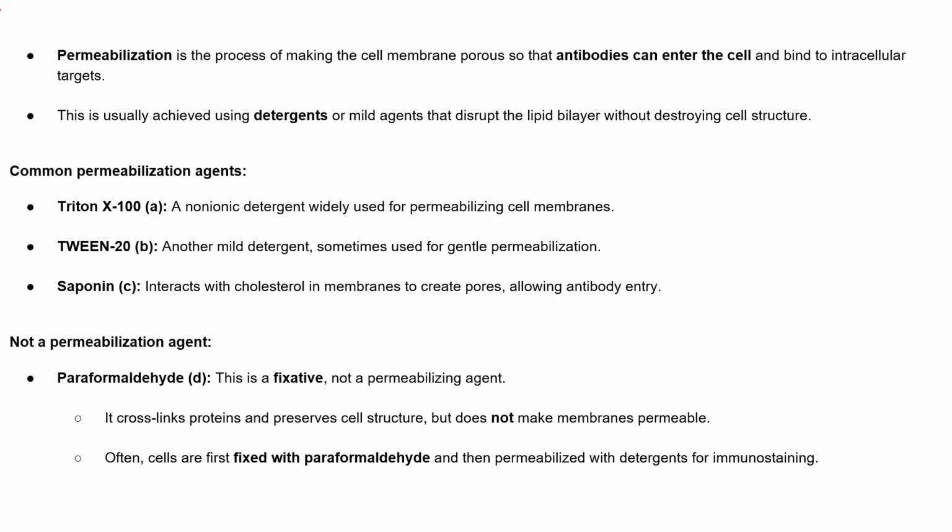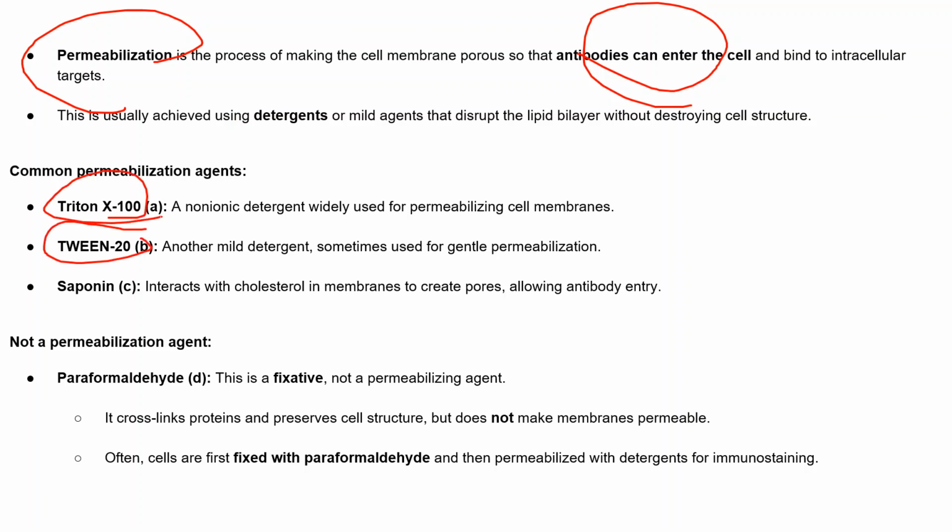So permeabilization, as I already mentioned, is the process of making the cell membrane porous. So there will be pores, right? Through the pores, the antibody will go inside the cells and bind to that particular protein, so that this antibody can enter the cells and bind to the intracellular target. This is usually achieved using detergents like Tween 20 and Triton X-100. These are all detergents, and saponin is a mild agent.